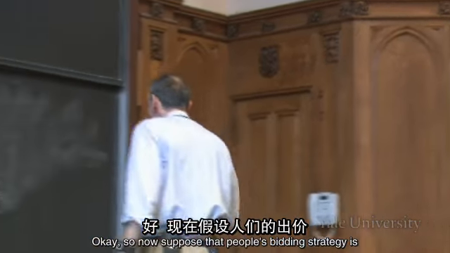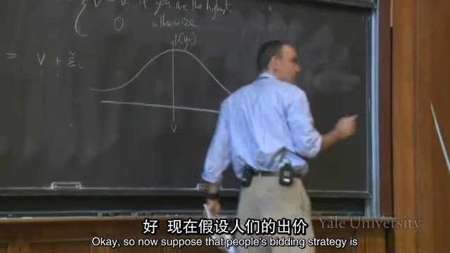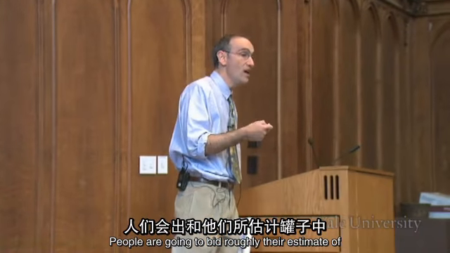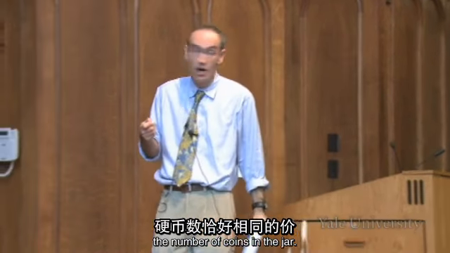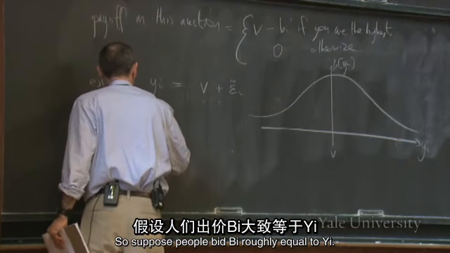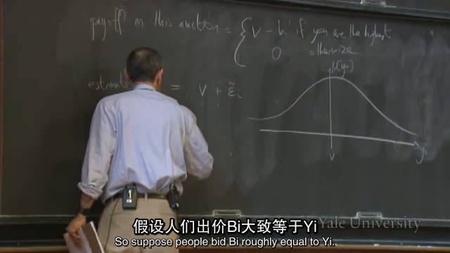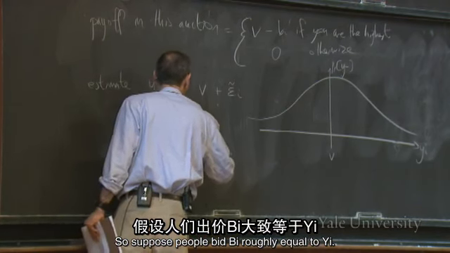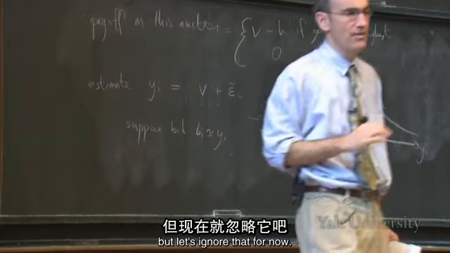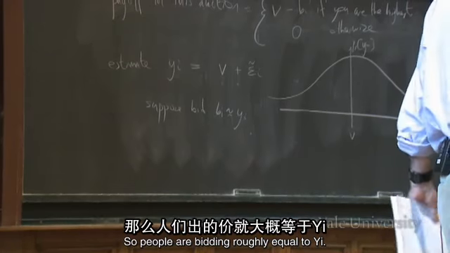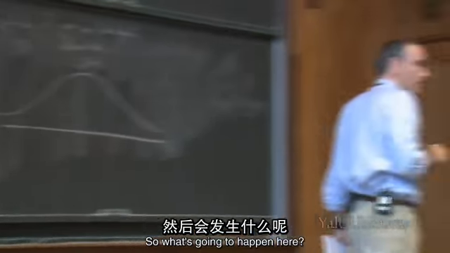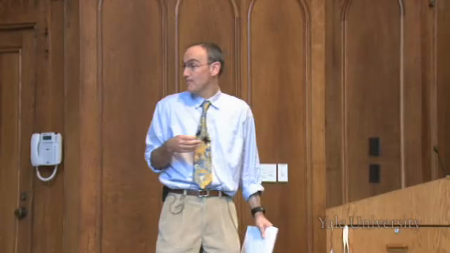Okay. So now, suppose that people's bidding strategy is pretty much what they reported. People are going to bid roughly their estimate of the number of coins in the jar. So suppose people bid BI roughly equal to YI. So I know people are going to shade a little bit, but let's ignore that for now. All right, so people are bidding roughly equal to YI. All right? So what's going to happen here? Who's going to win?